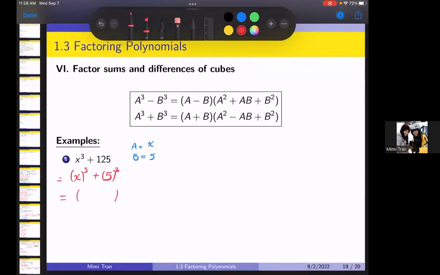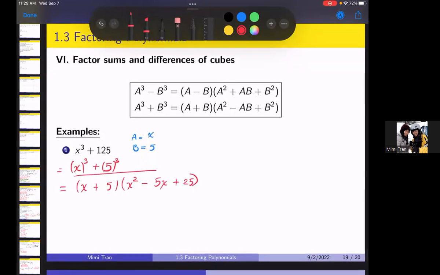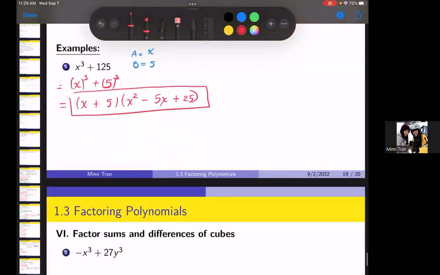You're going to have a binomial and a trinomial, trinomial because you have 3 terms. So x and 5. x times x is x squared, 5 times 5 is 25, x times 5 is 5x. So same, opposite, always positive. So far, so good?